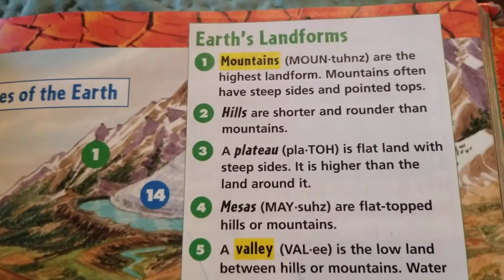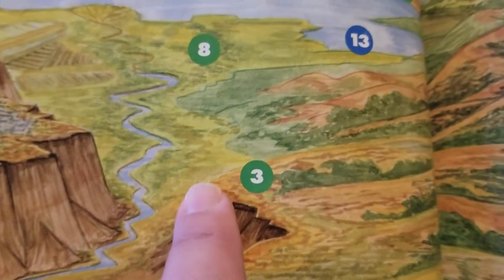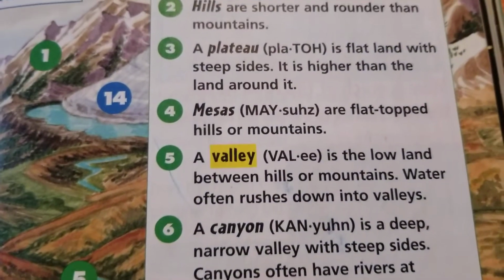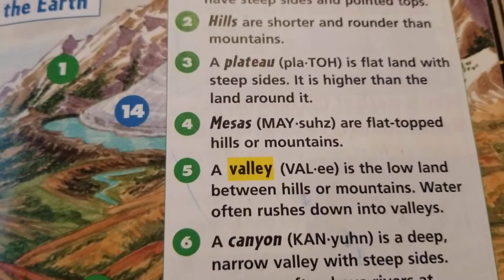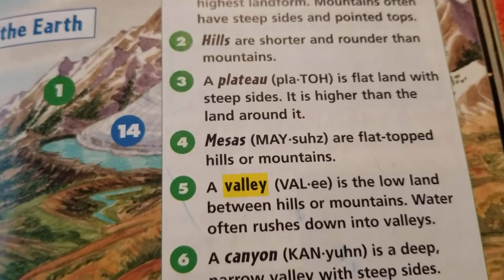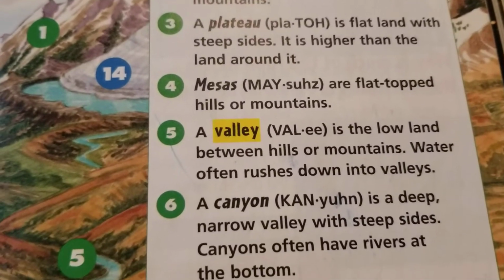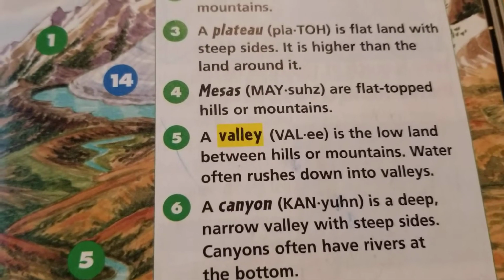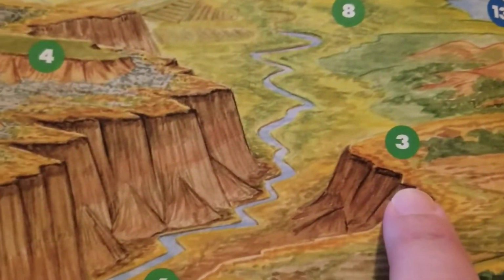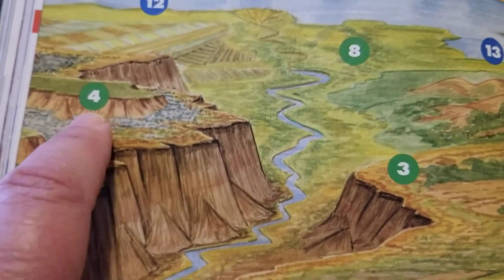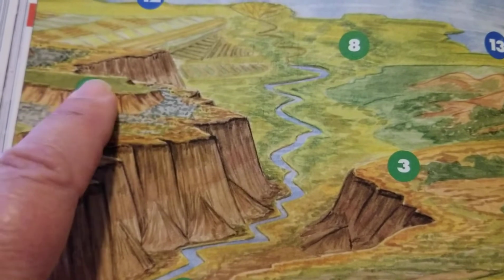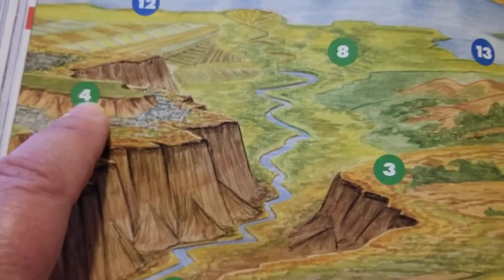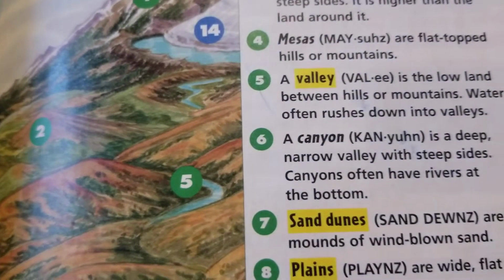A plateau. Where is it? Over in the middle. This is a plateau. A plateau is flat land with steep sides. It is higher than the land around it, so kind of like a table. Mesas are flat-topped hills or mountains. So how are they different? So here we have a plateau, and over here, just this little table up here, is called a mesa. They're similar, plateaus and mesas, aren't they?